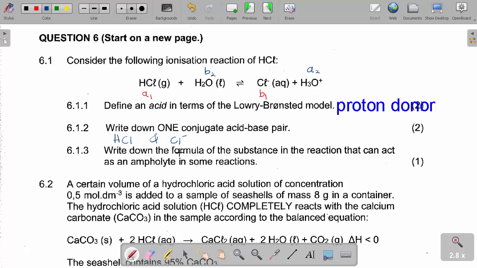Let's write down the formula for the substance in the reaction that can act as an amphiprotic substance in some reactions. Now this water is capable of donating a proton and also receiving. Here it has received, but it can donate to form OH minus. So it is amphiprotic. In this case, my answer is H2O.